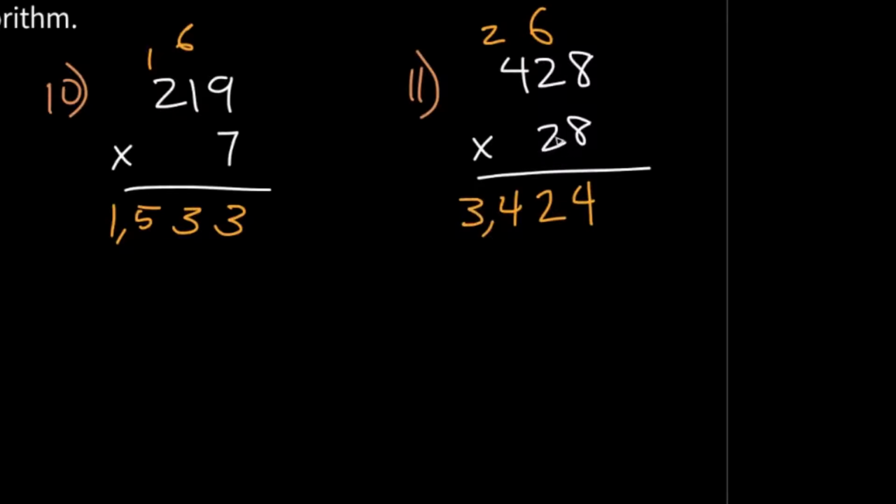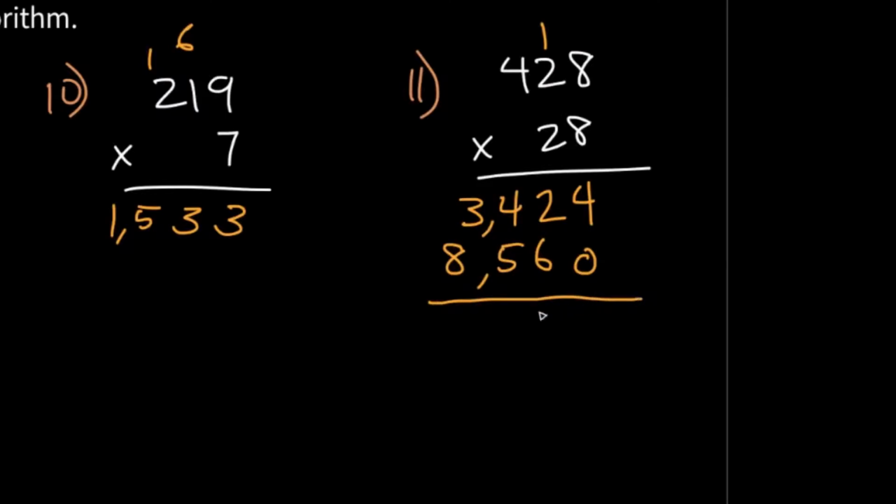Now, because we're multiplying by 20, we're going to put a 0 here so we can multiply it by 2 instead. So 2 times 8 is 16. Let's get rid of these. 16. Carry that 1. 2 times 2 is 4, plus 1 is 5.